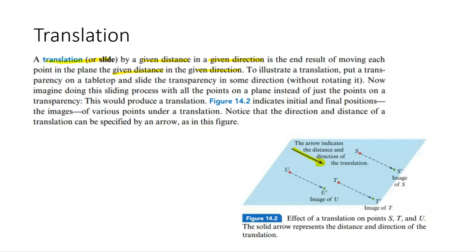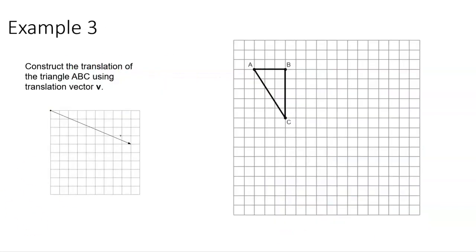So it's saying, okay, if we start with U, we want to move it this far. And that's what all of these images have done, moved point T to T prime, point S to S prime, according to that distance and direction. Let's do an example here. Construct the translation of triangle ABC using translation vector v.